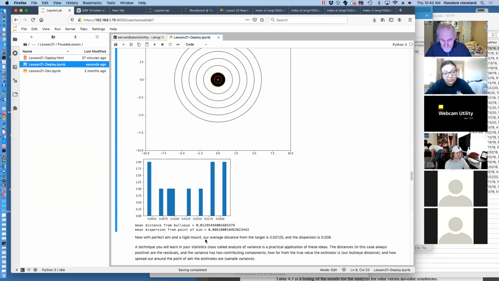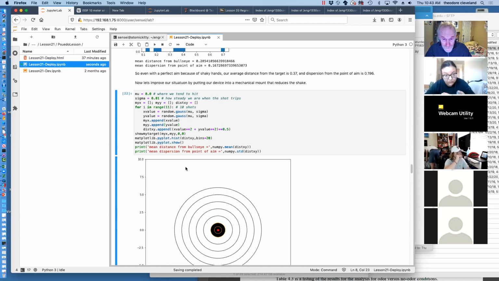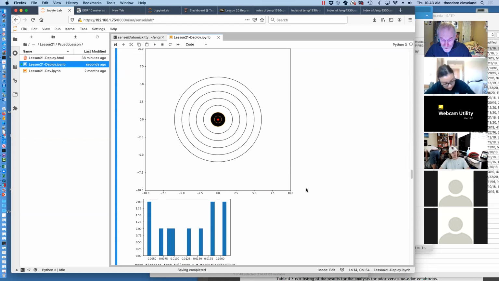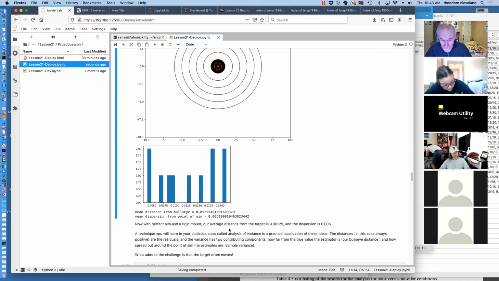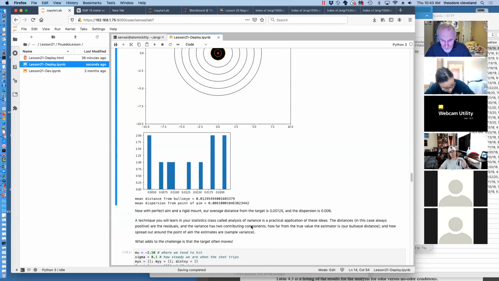When it says dispersion, what does that mean? It's the standard deviation of the distance. Oh, okay. And so anyway, we're essentially on target, and we have a very tight estimate.